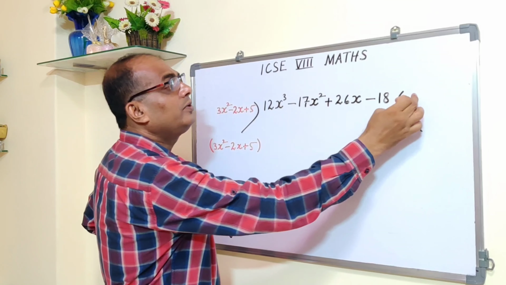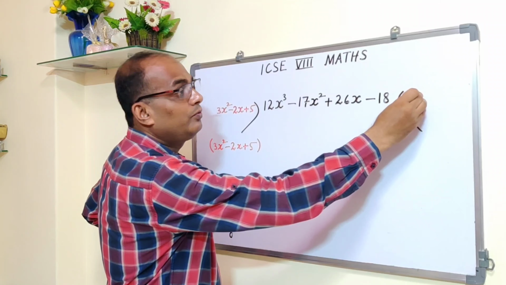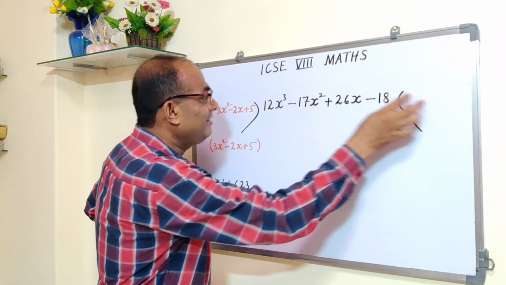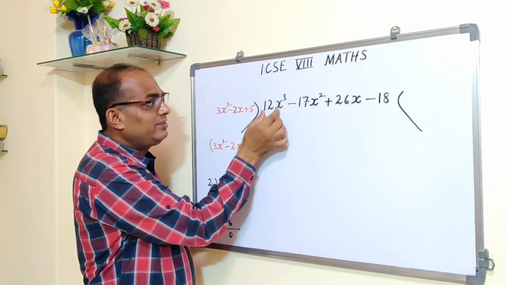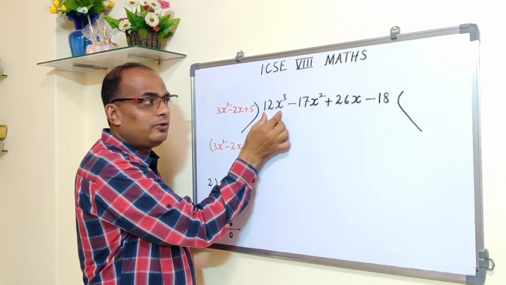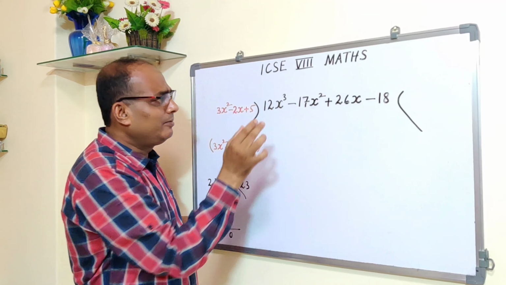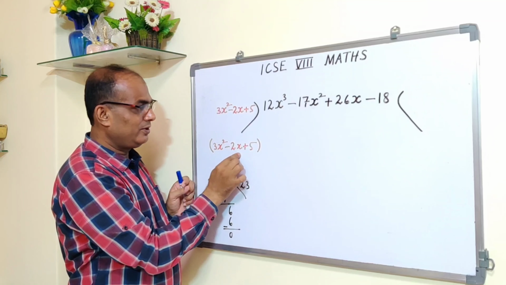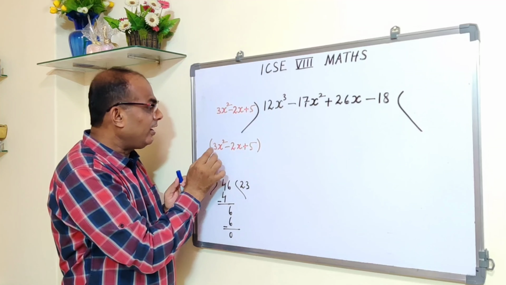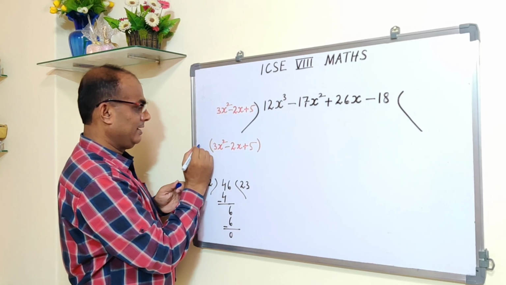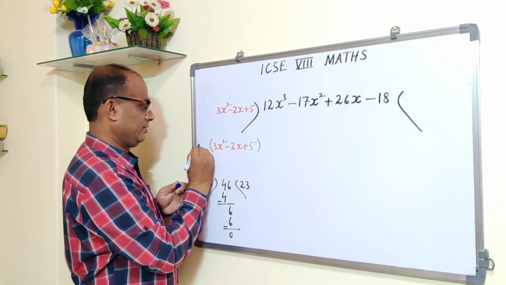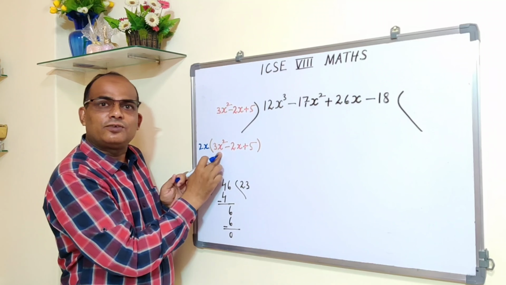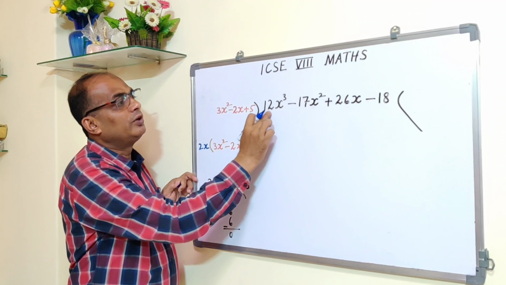So similarly here, we are going to find a term, maybe x³, x², 2x, so that when we multiply this and this, we get the first term, 12x³. The remaining terms are not important. Important is we should get 12x³. So now, this is your divisor, 3x² - 2x + 5. Suppose I am multiplying this by 2x. So what am I going to get? 2x into 3x², so 2 3s are 6.